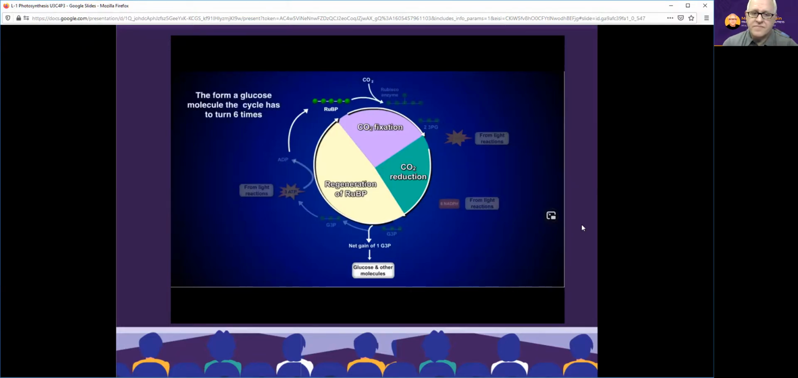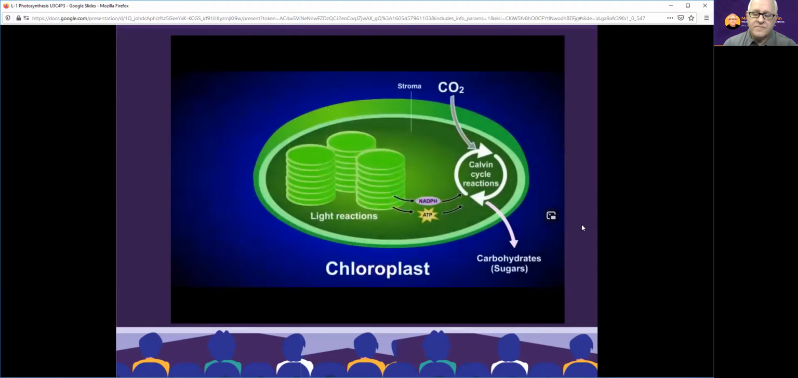To form a glucose molecule, the cycle actually has to turn 6 times because each turn of the cycle adds only 1 carbon atom from the incoming carbon dioxide. It's important to remember that the Calvin cycle is dependent on the light reactions to provide NADPH and ATP, which in turn provide the electrons and energy needed to form carbohydrates.